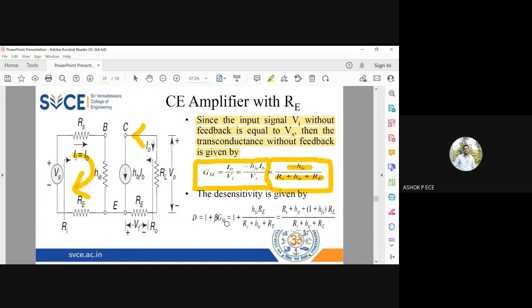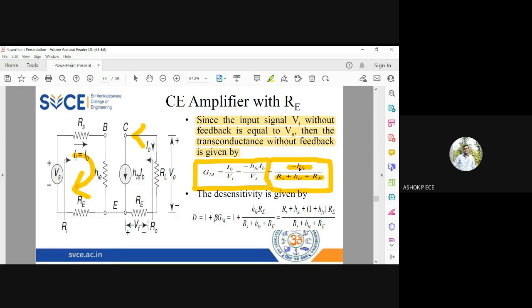If the amplifier is a voltage amplifier, you get 1 plus beta into Av. If it is a current amplifier, you will get 1 plus beta into Ai. If it is a transresistance amplifier, you get 1 plus beta into Rm. So here, generalized formula, we write D is equal to 1 plus beta A. That A can be voltage gain, current gain, transconductance or transresistance. So 1 plus beta into Gm.